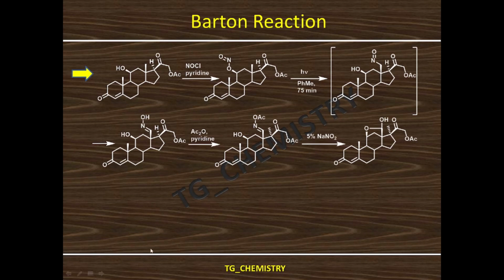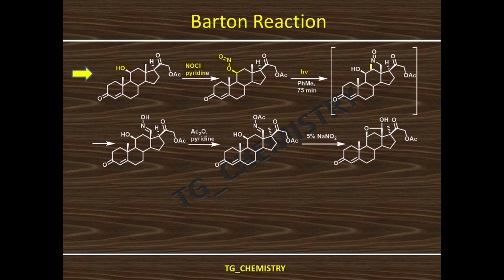Now what we need to do is find the reaction site, which is eventually generated by the reaction of this alcohol with NOCl and pyridine. This eventually produces the nitrite of the functional group of choice for the Barton reaction, and then the Barton reaction proceeds. So this one is the Barton reaction step of photoirradiation in the presence of toluene.